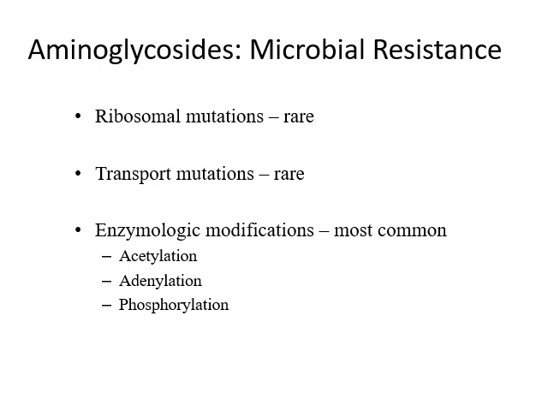Microbial resistance, we always have a slide on that, and what we list on those slides is what we have the most common. So ribosomal mutations can happen, but this is rare. Transport mutation, this can happen, but it's rare. The most common is enzymologic modification, and that reminds me of what? Of the beta-lactams and the beta-lactamases. And the enzymologic modification here is acetylation, adenylation, and phosphorylation.